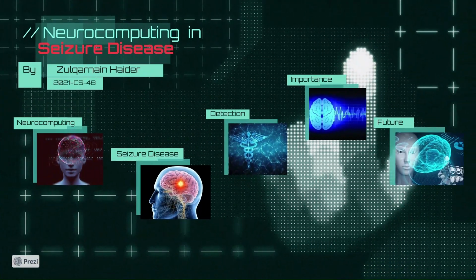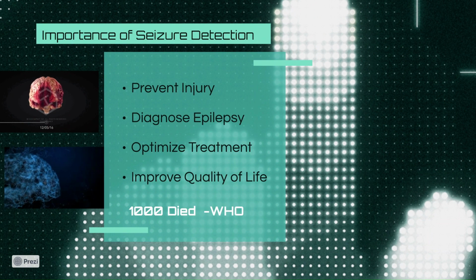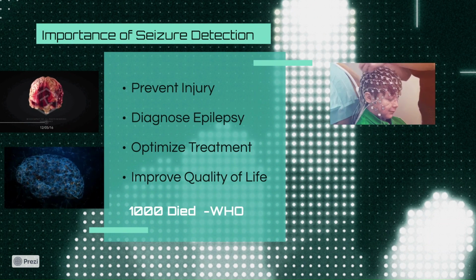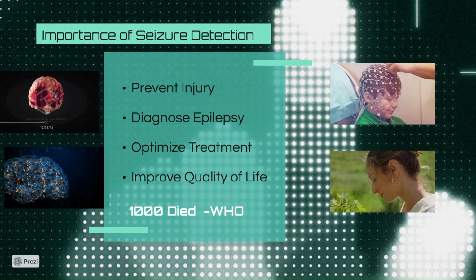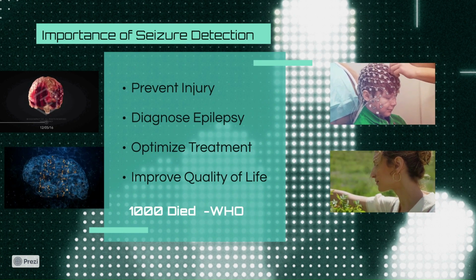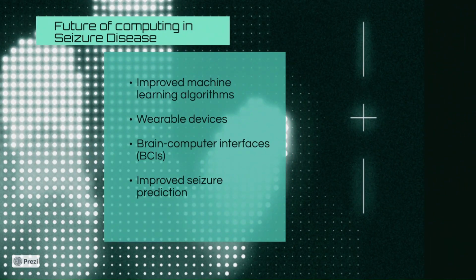What is the importance of seizure disease detection? Seizure disease detection is important to prevent injury, diagnose epilepsy, optimize treatment, and improve quality of life. Around 1,000 people have died according to WHO because of seizure attacks. So, what is the future of neurocomputing in seizure disease?